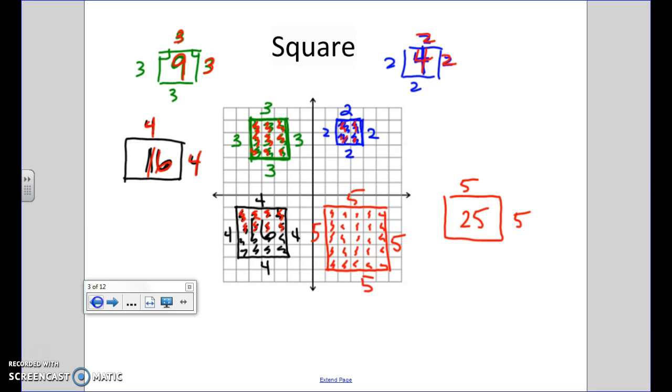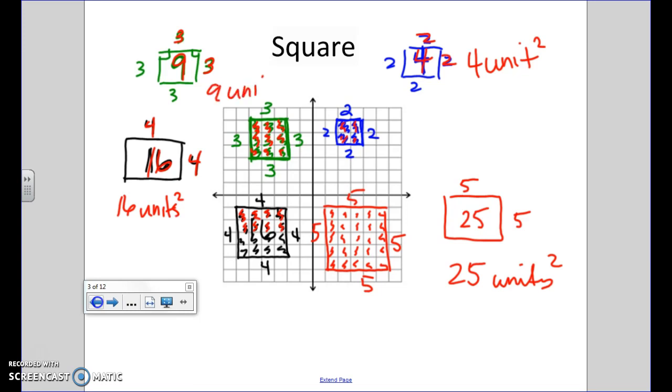Okay, and so really we should say a 2 by 2 square would have an area of 4 units, and instead of saying square units, we're going to say units squared. And a square with 5 by 5 would be 25 square units, but we would abbreviate that in math as units with a little 2 above it. That's the squared word. It means squared. Or 16 units squared, or 9 square units.